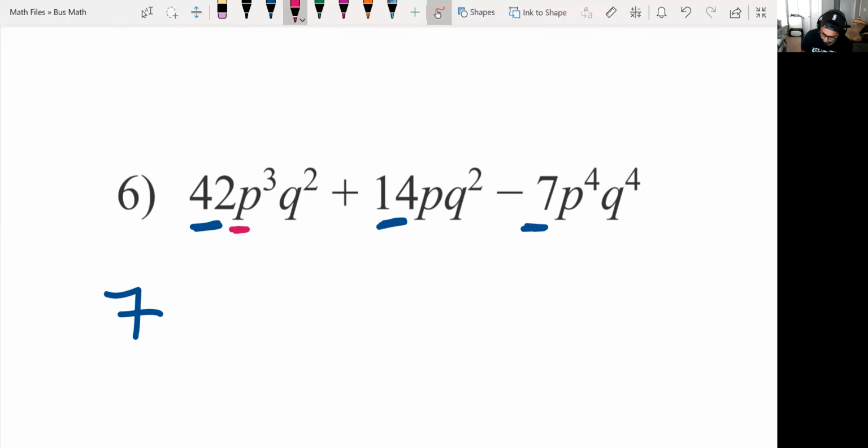So p cubed, p to the 4th. From p cubed, p to the 4th, we have to take out the smallest power, so we take out a p. And then last variable, q squared, q to the 4th. We take out the lowest power, which is a q squared.